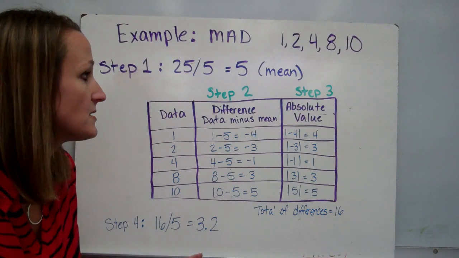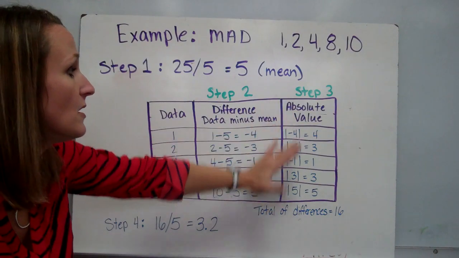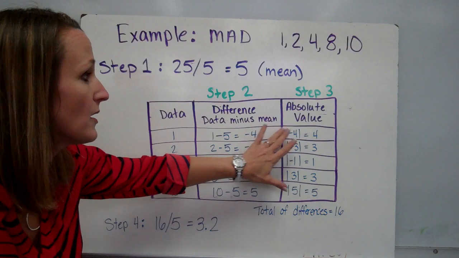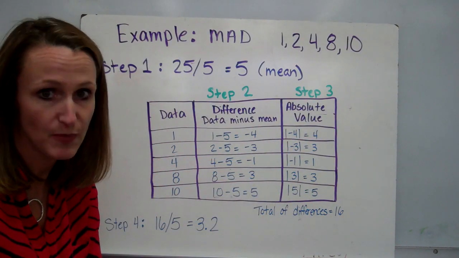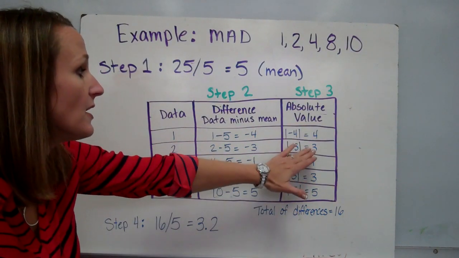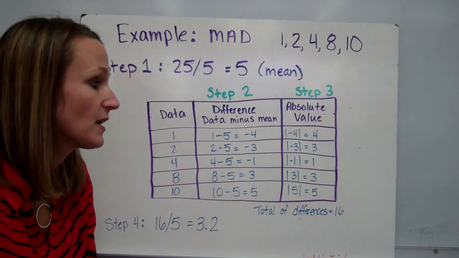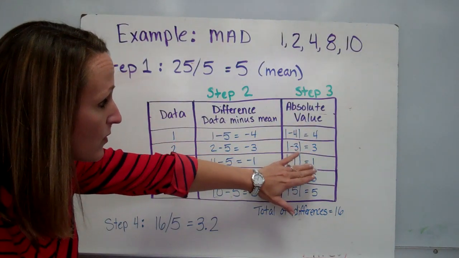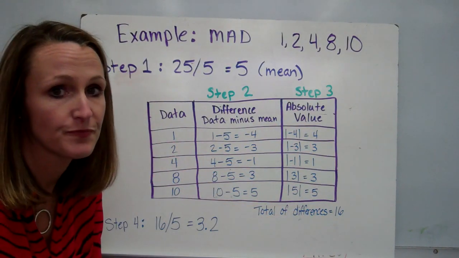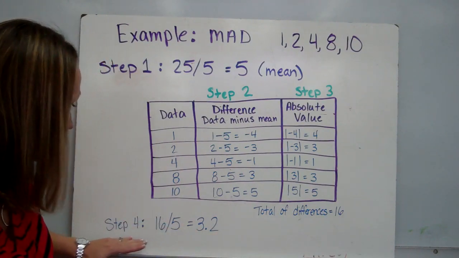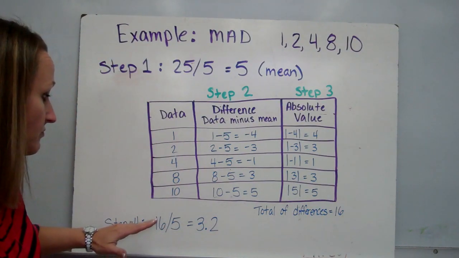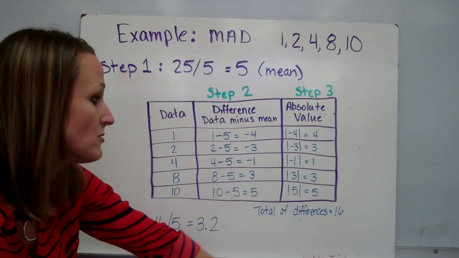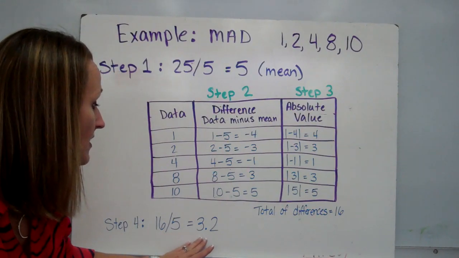That's step 2. Step 3 was to take the absolute value of each of my new numbers. If I take the absolute value of negative 4, I just get 4. Remember, absolute value is always positive. So I take the absolute value of all 5 numbers. Now I'm going to total up these 5 numbers. When I add 4, 3, 1, 3, and 5, I get 16. Remember, step 4 when finding MAD was to take the mean of this set of numbers when totaled. So now I'm going to take 16 and divide it by 5. I get 3.2.